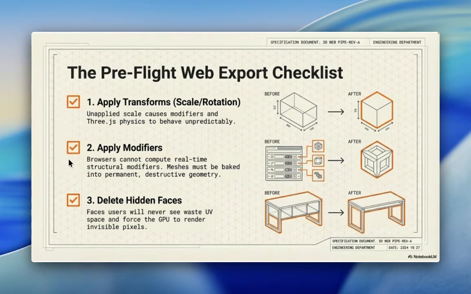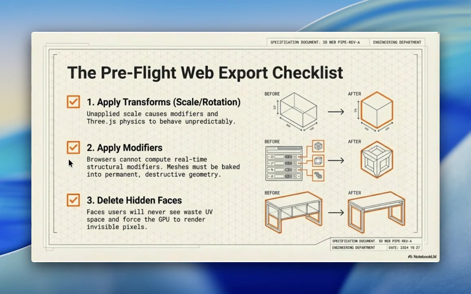The pre-flight web export checklist. Apply transform scale. Unapplied scale causes modifiers and Three.js physics to behave unpredictably. Apply modifiers. Browser cannot compute real-time structural modifiers. Meshes must be baked back into permanent destructive geometry. Delete hidden faces. Faces users will never see waste UV space and force the GPU to render invisible friction.